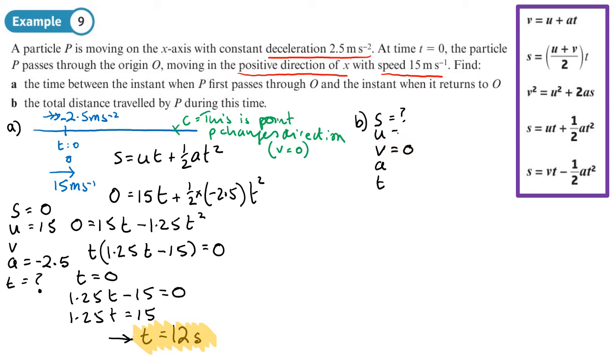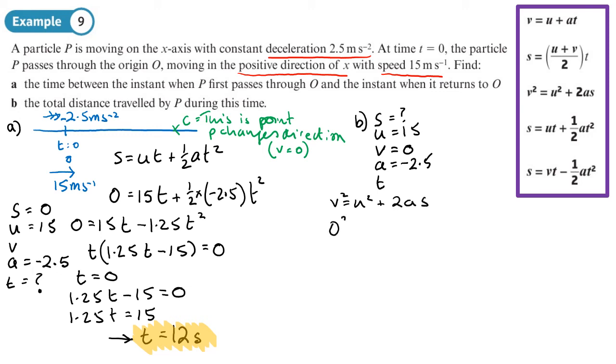Right, let's finish this off. So the initial velocity is still 15 and the deceleration is still negative 2.5. We're not worried about t, so we're looking for an equation that has S, U, V and A in it. That's going to be V squared equals U squared plus 2AS. Remember, that's the only one that doesn't have t in it. So we'll write that down: V squared equals U squared plus 2AS.